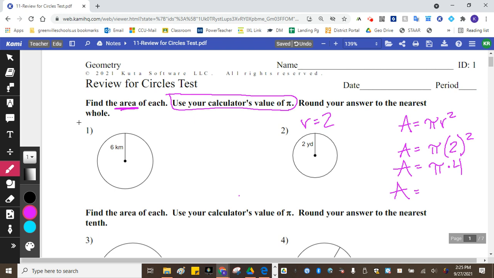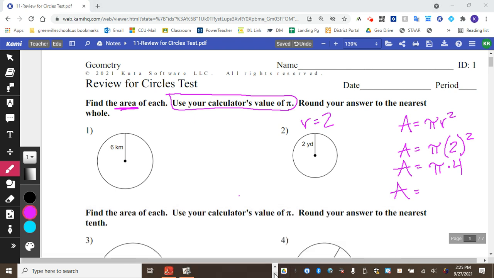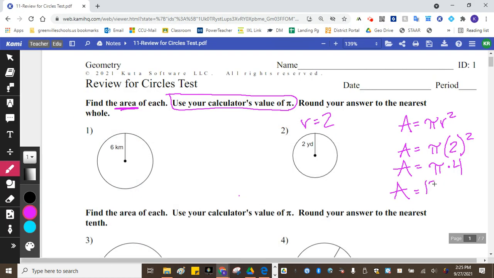On this one, I'm rounding to the nearest whole number. So my nearest whole number is 13. So this was 12.5. So my area equals 13 yards squared. Area is squared.